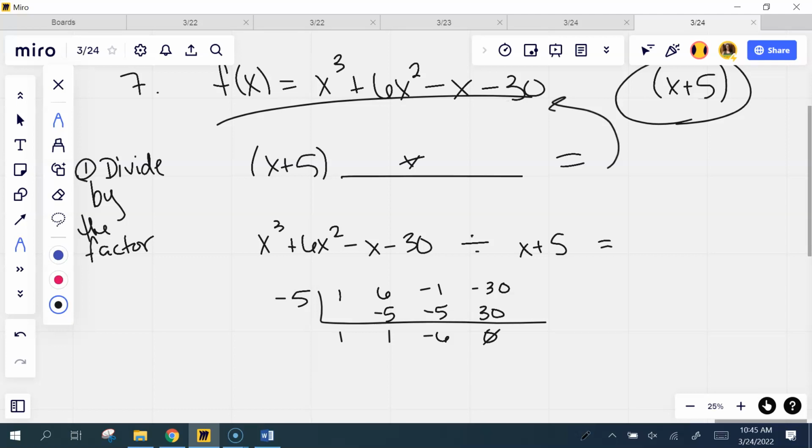What happens if you get a remainder here? You did it wrong. That's exactly right. You did it wrong. Because if it's a factor and you get a remainder, you did something wrong. Because the definition of a factor is you divide it and you get no remainder. So when I divide these two, I get x squared plus x minus 6. Do we all agree? Okay.